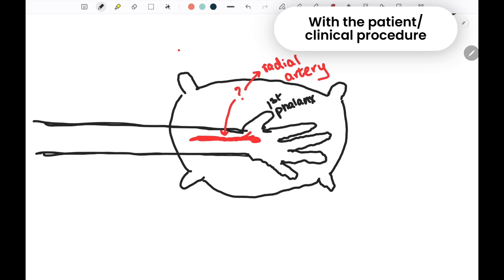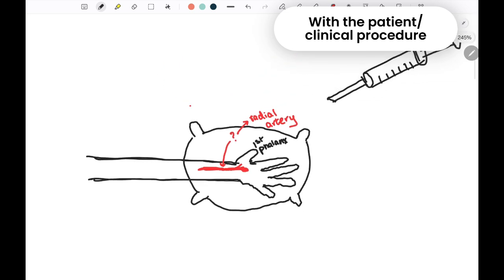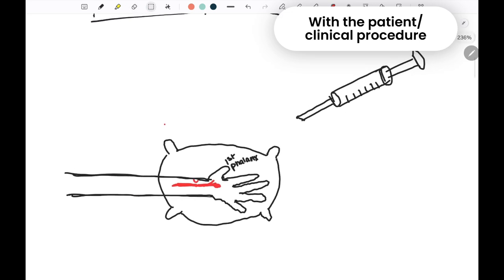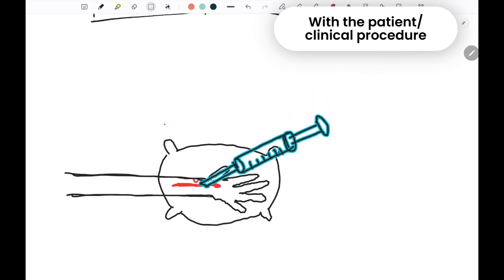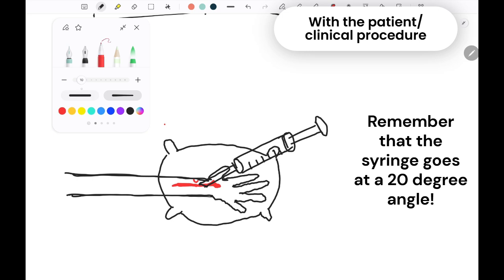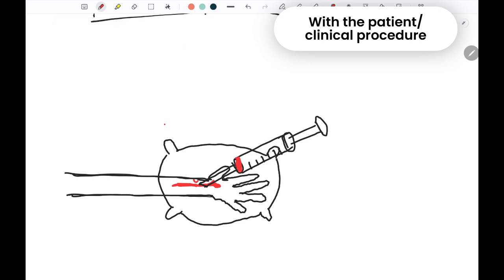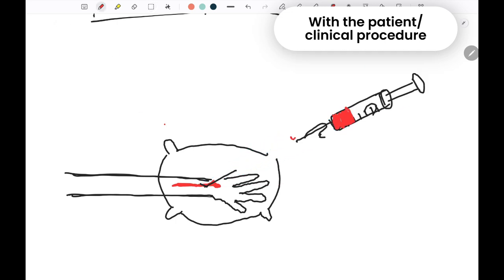So what we ask the patient to do is to lay their hand on a cushion or elevated surface, and what we do next is we get the syringe and we tell the patient that we are going to put the syringe into this artery. When the syringe finds its way into the artery, it will slowly start to fill with blood, and you don't need too much for it to work. This syringe can then be sent to a machine.